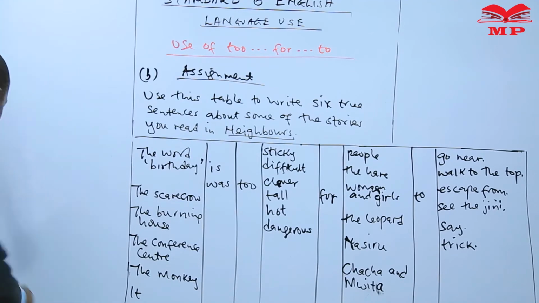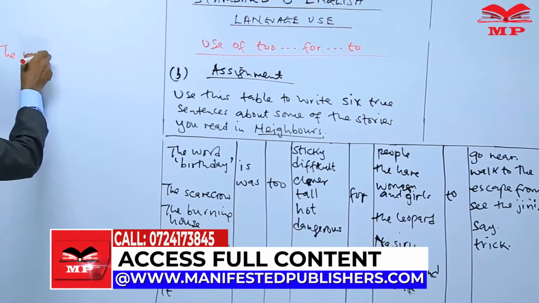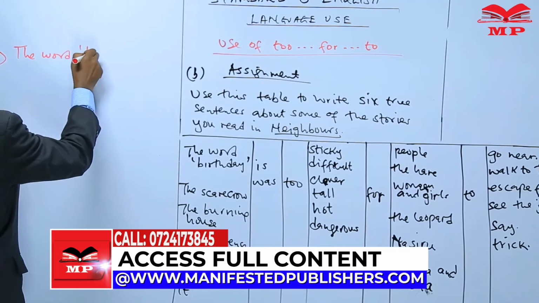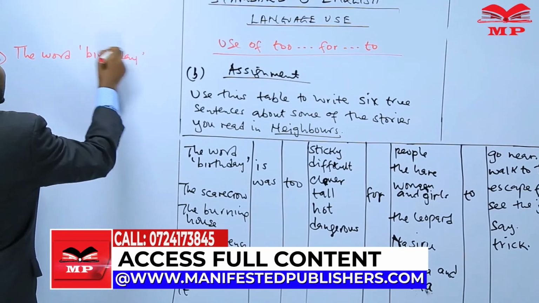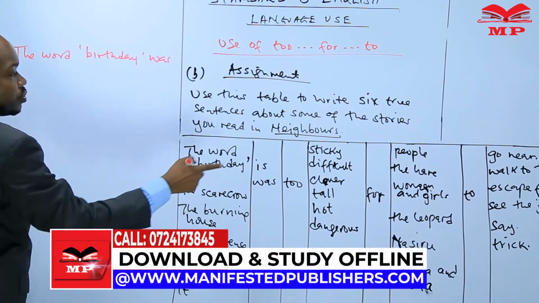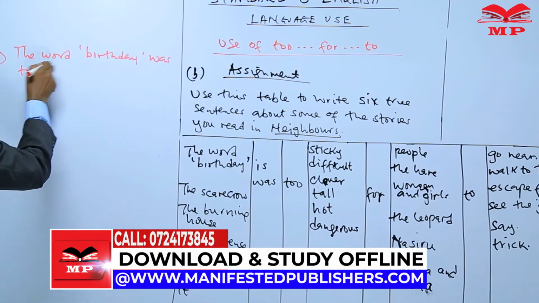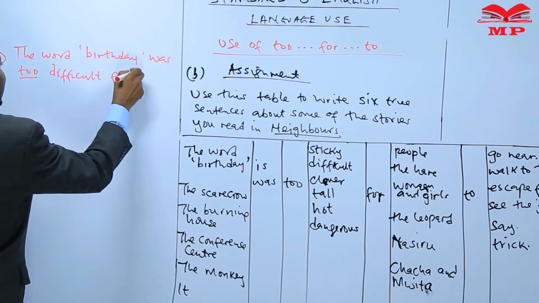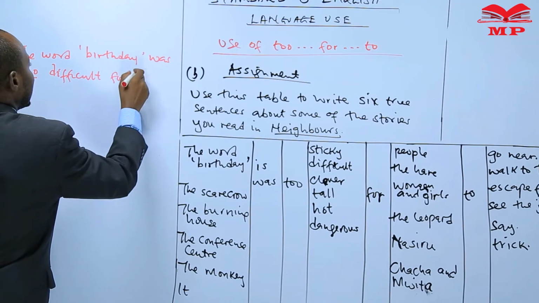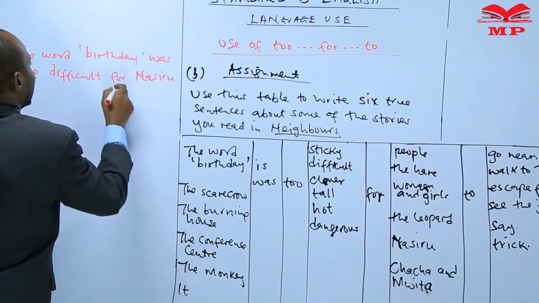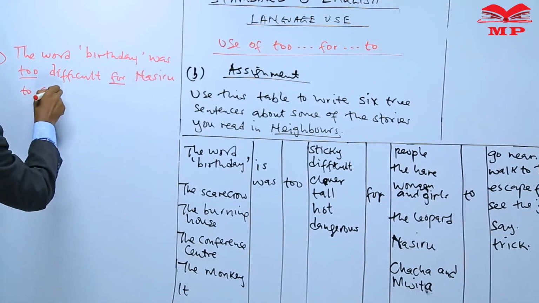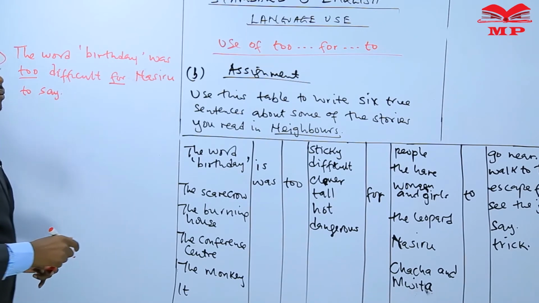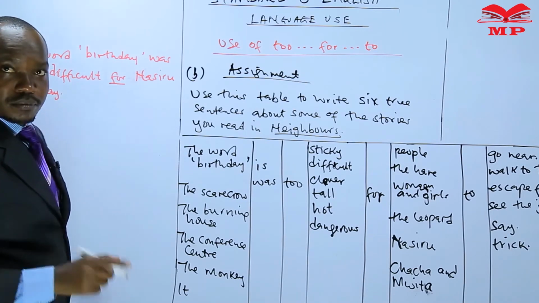Let me use a different ink color. The word birthday was too difficult for Nasiru to say. Okay, that's the first one.